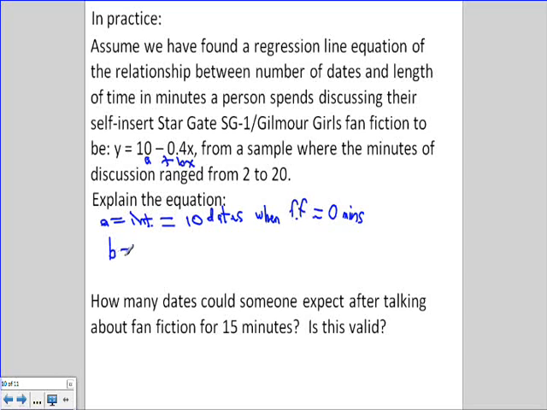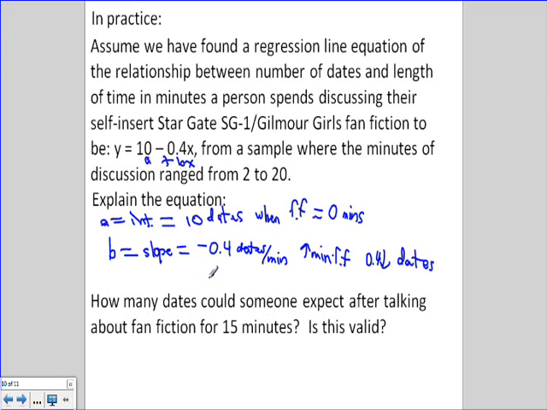Now b is the slope. Sorry, I'm doing sloppy writing. And that's minus 0.4. And we know it's in terms of y per unit x. So we're talking dates per minute. So that means for each increase of a minute of talking about fan fiction, we see a 0.4 decrease in dates. So there we've explained it.